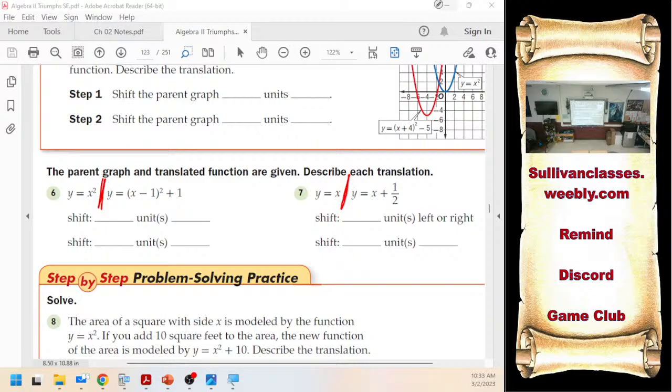Okay. This is outside the grouping. Outside the grouping, it was positive 1. And then for lines, we switch it. There's no real grouping. We're just going to go up or down.